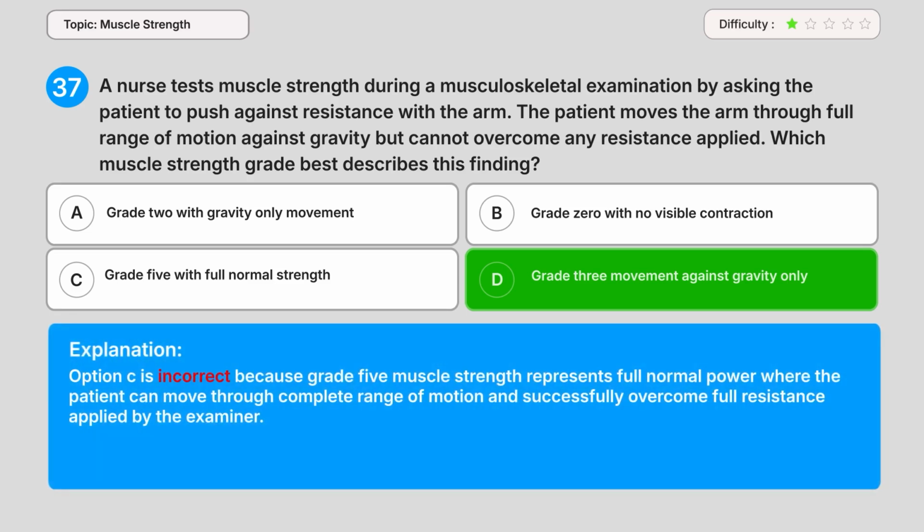Option C is incorrect because grade 5 muscle strength represents full normal power, where the patient can move through complete range of motion and successfully overcome full resistance applied by the examiner.